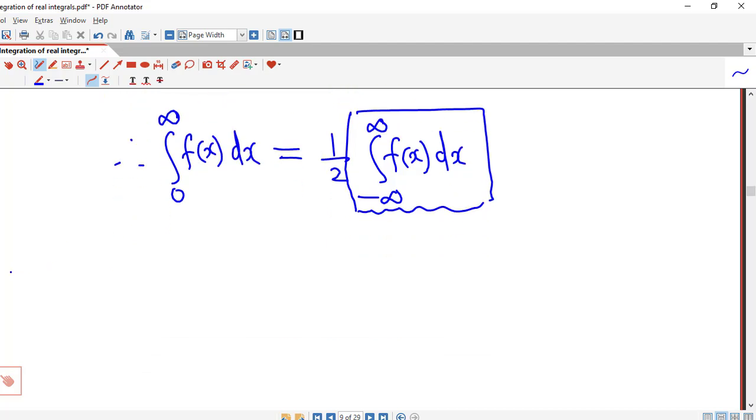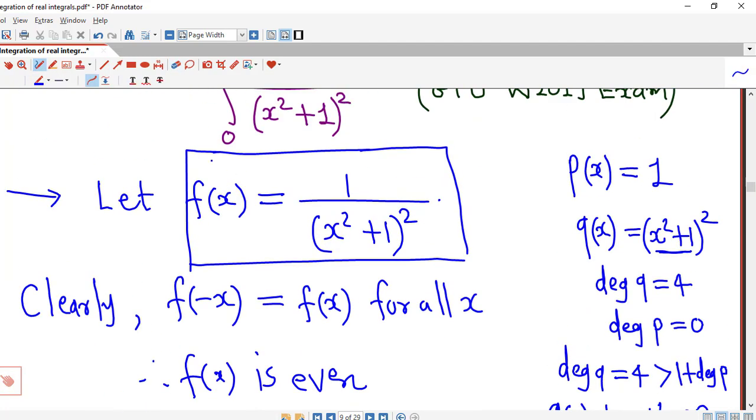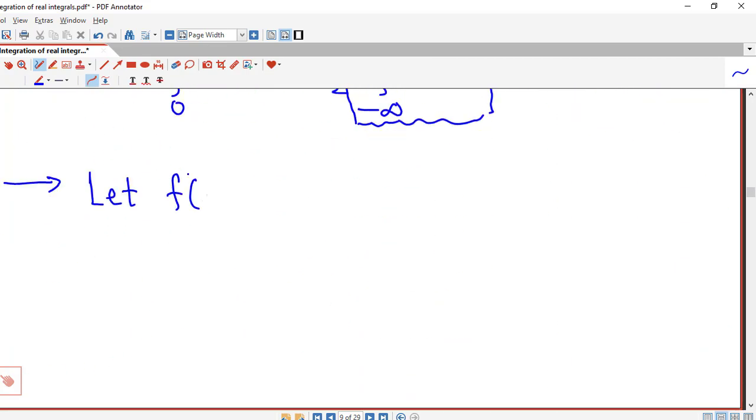So we first consider complex analog of given function. Given function is f(x) equal to 1 over (x square plus 1) square. So in that function, here we replace x by z and we will get the corresponding complex function. So let f(z) is 1 over (x square plus 1) whole square. So here we have 1 over (z square plus 1) whole square.